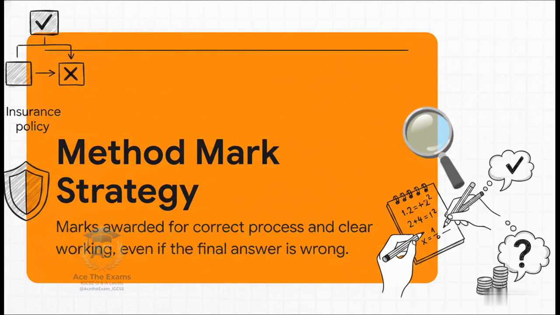Earning method marks means you get points for demonstrating the correct analytical process and showing clear working, even if your final calculation is wrong. It's your ultimate insurance policy. Examiners are literally instructed to award marks for the correct process. If you incorrectly calculate an indirect expense apportionment, but you clearly show the logical steps that got you there, you salvage the vast majority of the points. A wrong answer with no working gets a big fat 0.